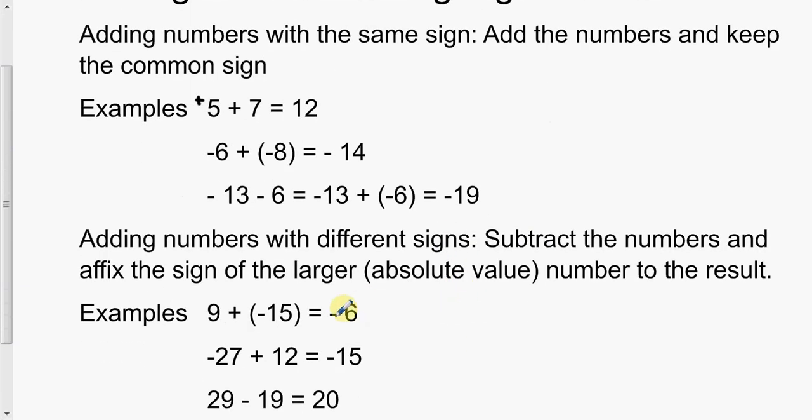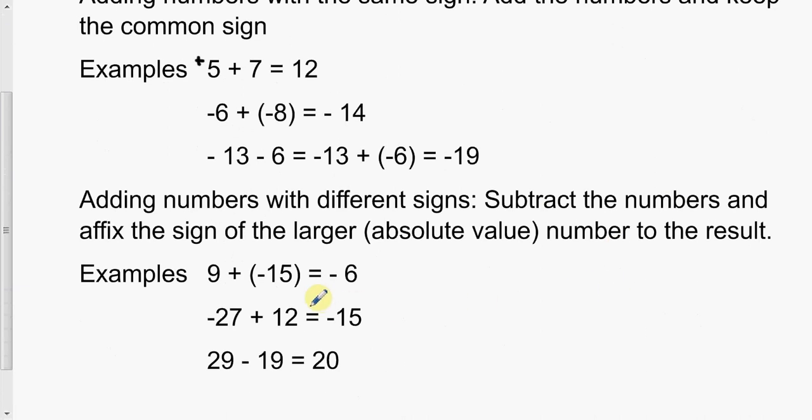If you have numbers with different signs, one is negative, the other is positive, then here we talk about adding numbers with different signs. Subtract the numbers and affix the sign of the larger absolute value number to the result. So the absolute value is just the positive value of the number. So 9 plus a -15, well, they're both different signs. 9 is positive, 15 is negative. So I subtract. When I subtract the two numbers, I get 6. But -15 has a larger absolute value. Its absolute value is 15 compared to 9. So I affix this sign to the result.